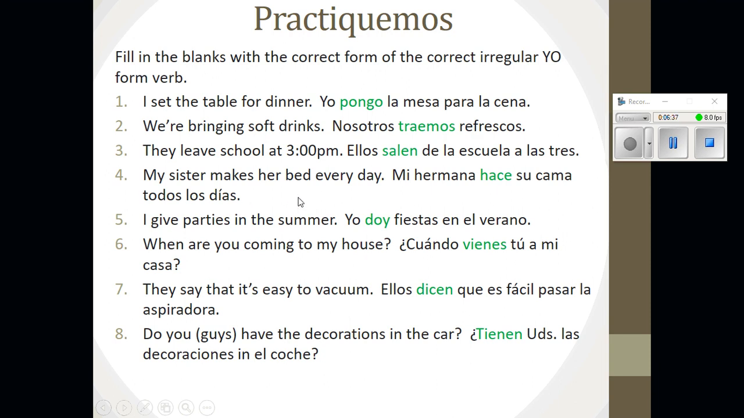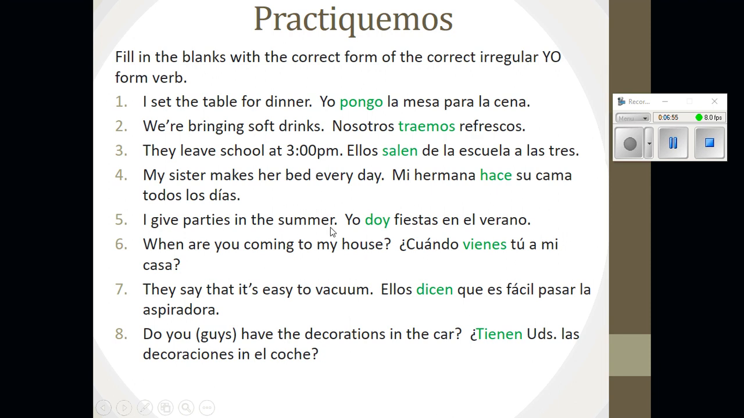4. My sister makes her bed every day, okay? Mi hermana is the subject, like saying ella. It's not the yo form, so we're going to follow the normal rules. We're going to drop the ER and add an E. Mi hermana hace su cama todos los días.